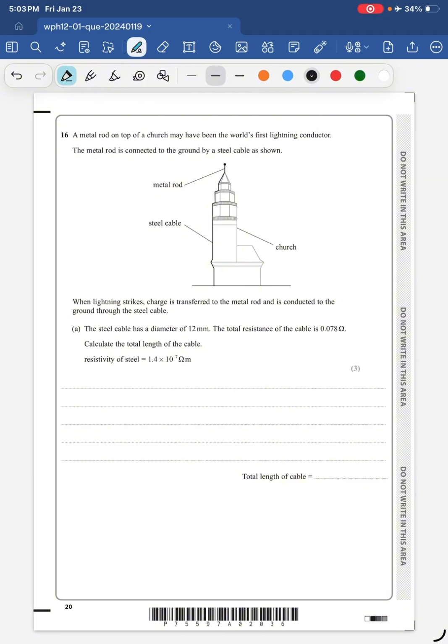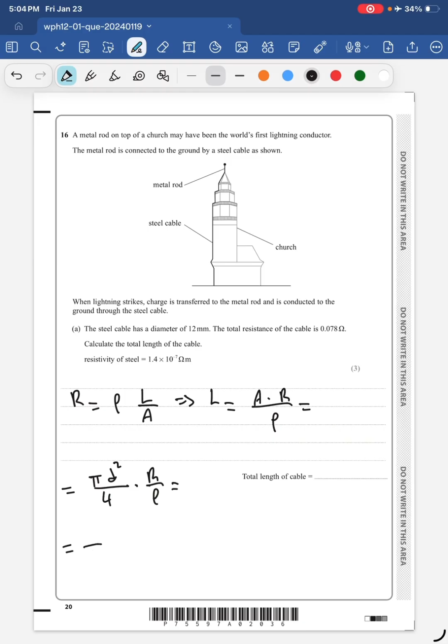Okay, so this is straightforward. The resistance is equal to the resistivity times the length of the wire over the cross-sectional area of the wire. So we need to find the length. So the length is equal to the cross-sectional area times the resistance over resistivity. Okay, the area is pi times d squared over 4, right? Times R over the resistivity.